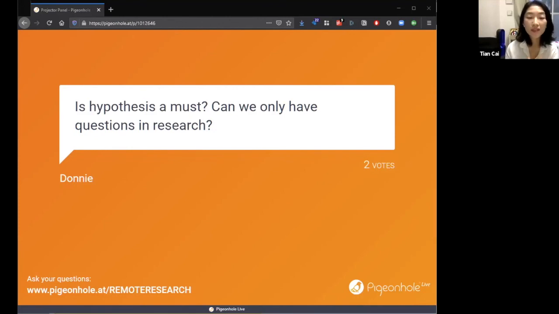But if you already have some experience in the market and you did some desktop research, it's easier to have hypotheses coming up. So it's not necessarily a must, but I would say if you have it, it will definitely help you to scope your project and reach your goals, knowing the boundary of what it is, and test it out in the research.